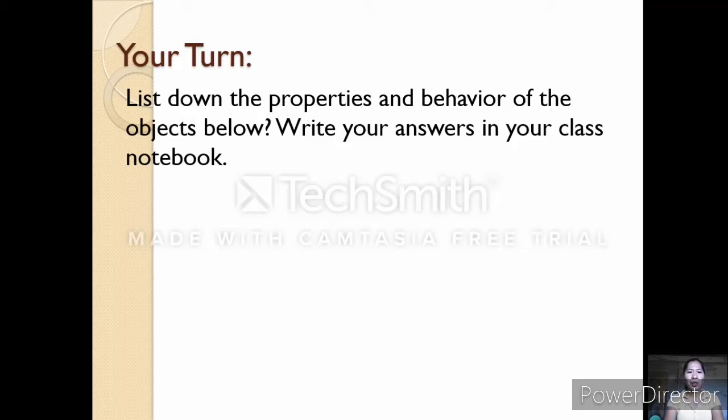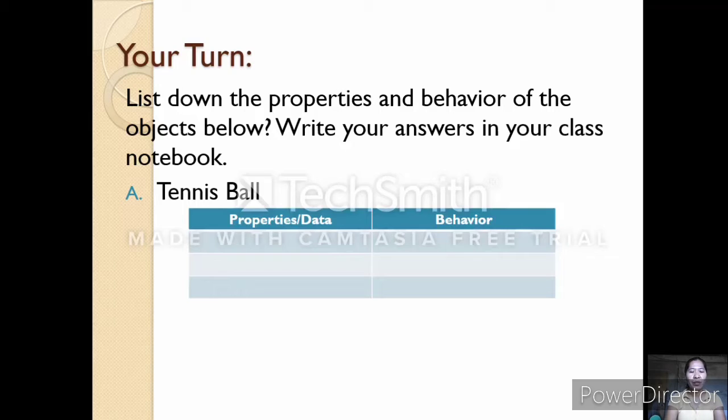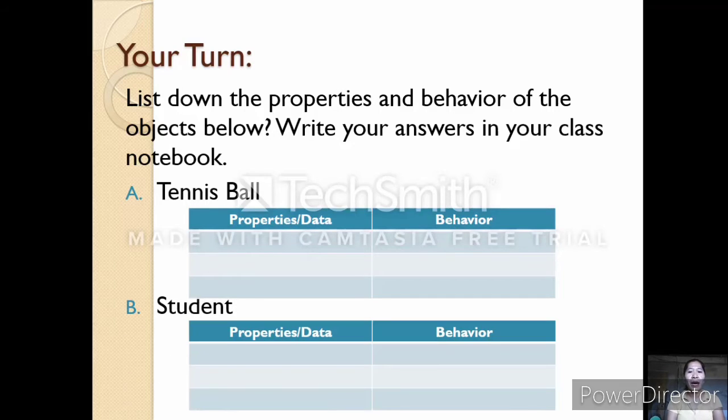Okay, so you're now going to work with the tennis ball and with the student object. I assume, guys, that you know how to do the activity. Just write the properties or data of the tennis ball and then you're going to give the behavior. Also with the student, you have to write the properties or data of a certain student or yourselves, and then you're going to give the behavior. We will be checking your answers later on.